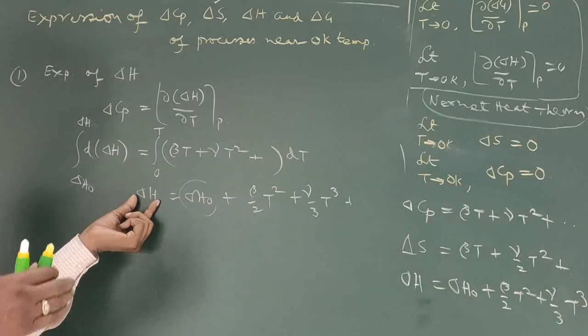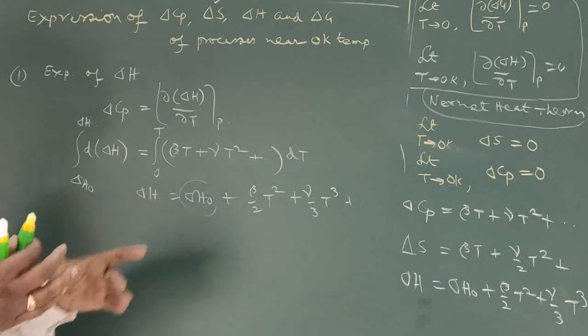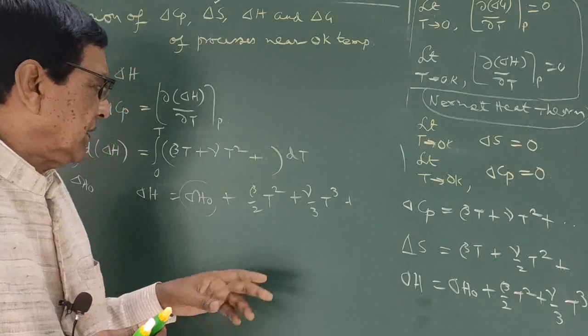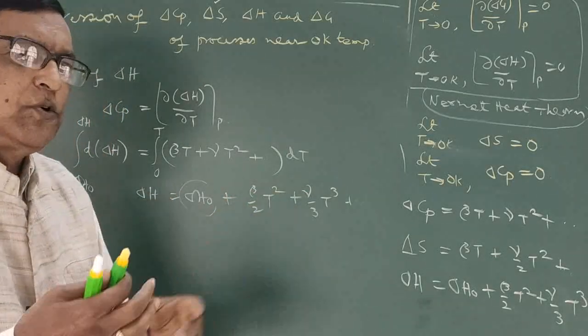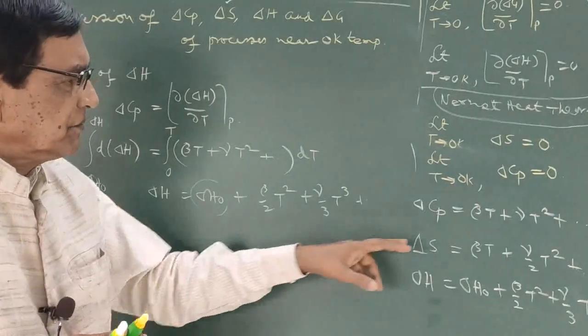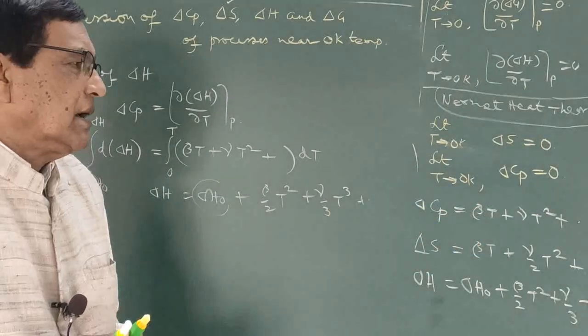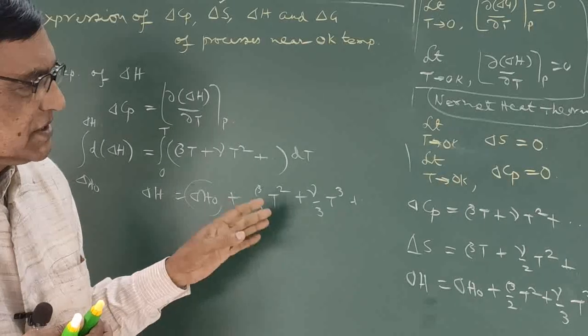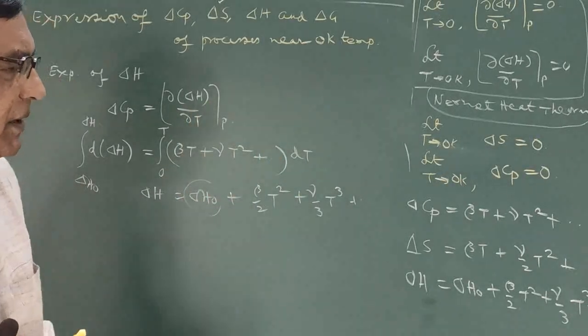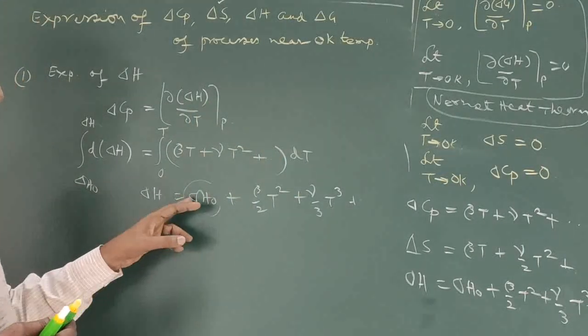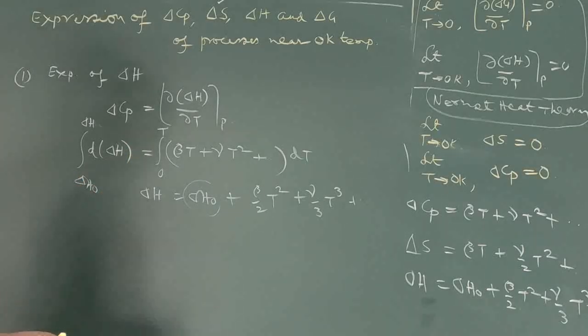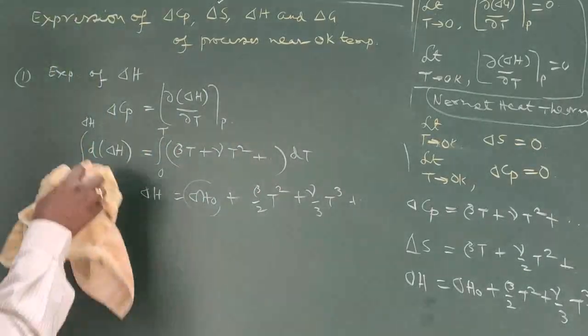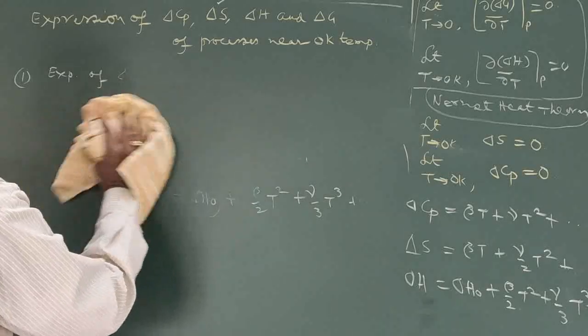Delta H for any temperature T would be determined by means of calorimetry, and beta and gamma we already know from these expressions of these two substances for undergoing this given process, and so delta H naught would also be determined. And the last one, delta G of this process.